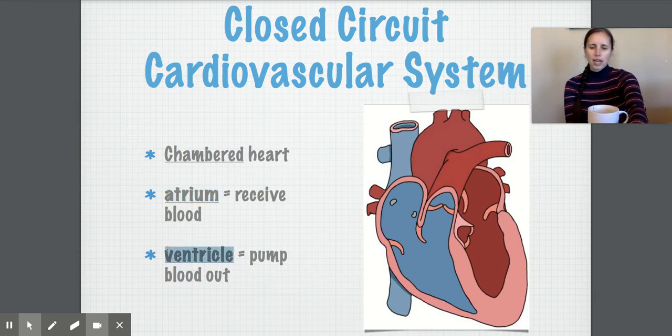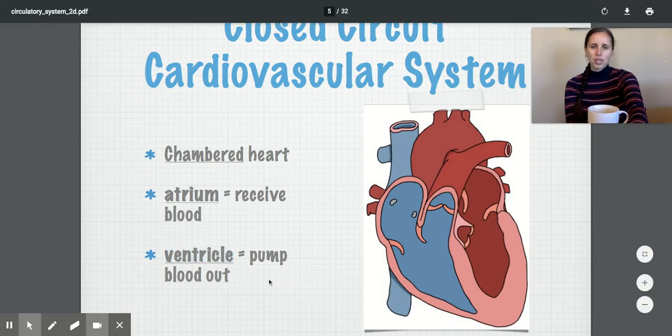The ventricles, on the other hand, pump blood out. So the ventricles are on the bottom, and they're responsible for giving that nice big push that's going to pump blood out and push it throughout the entire body.